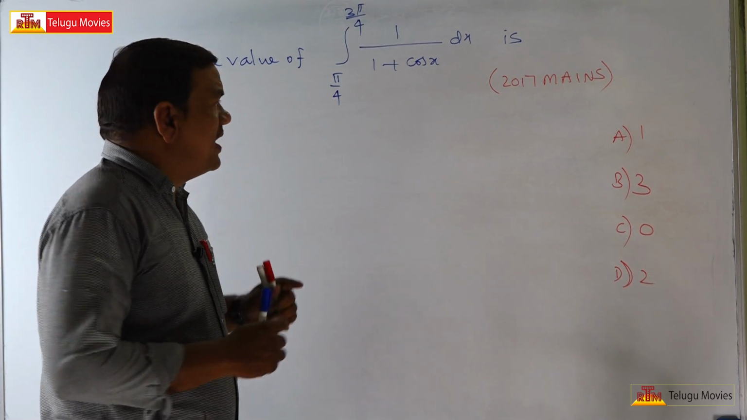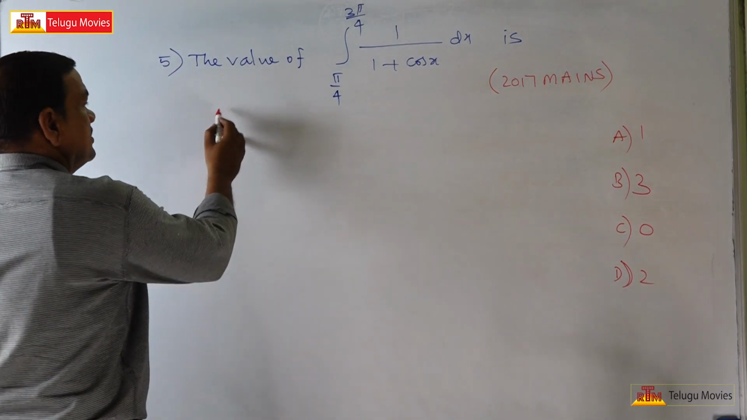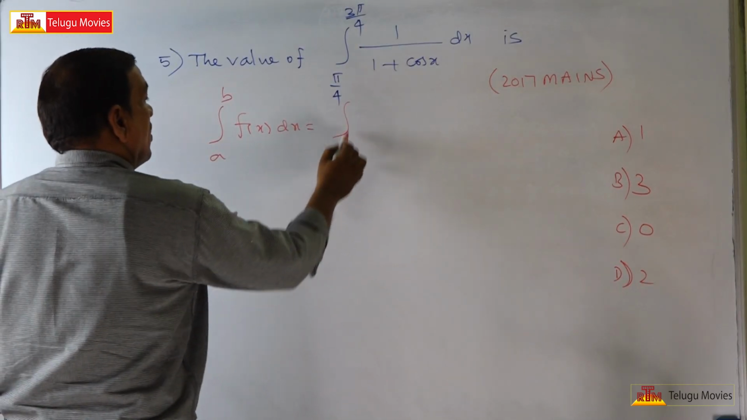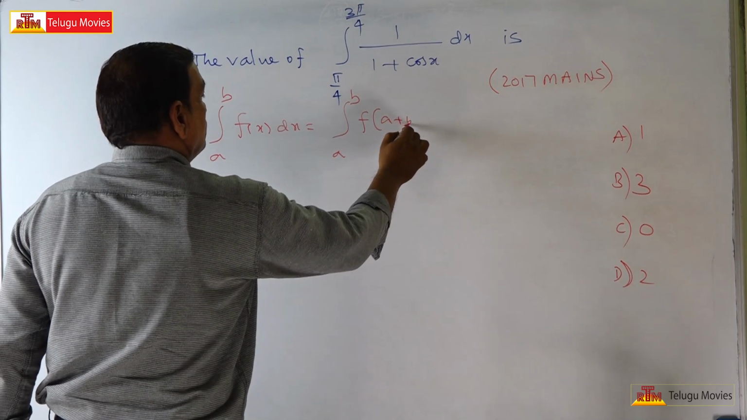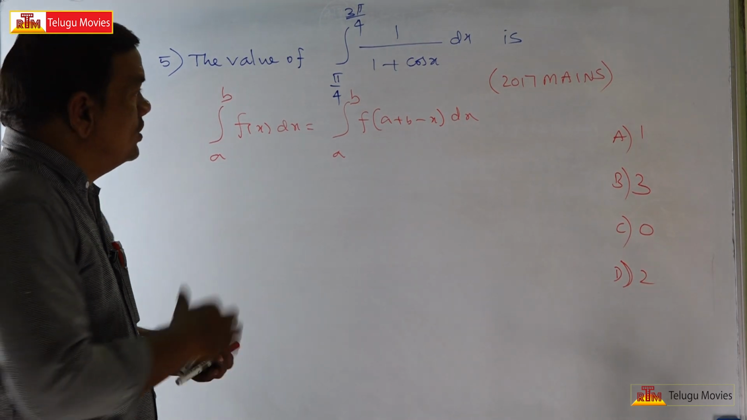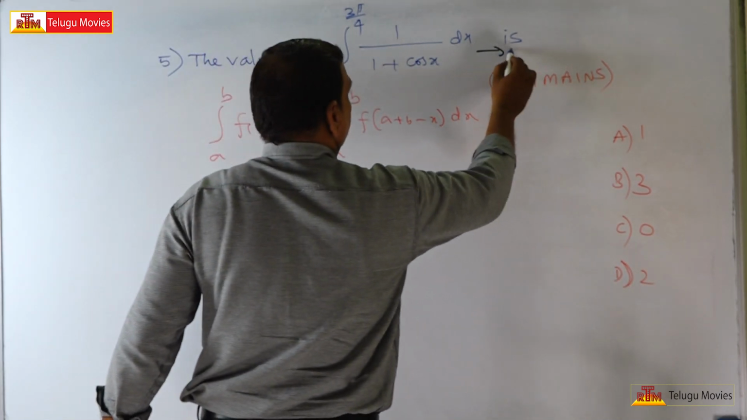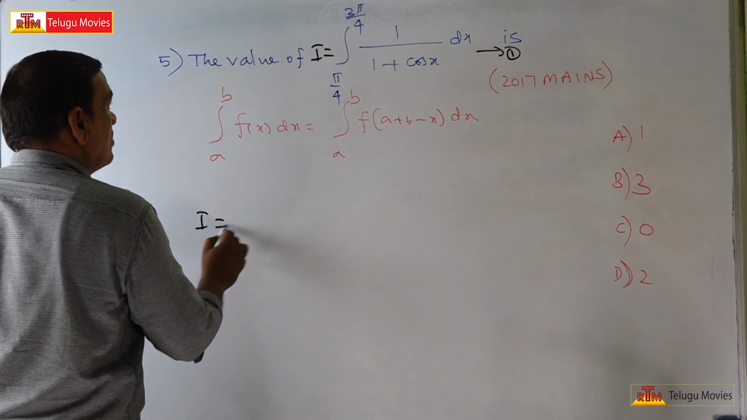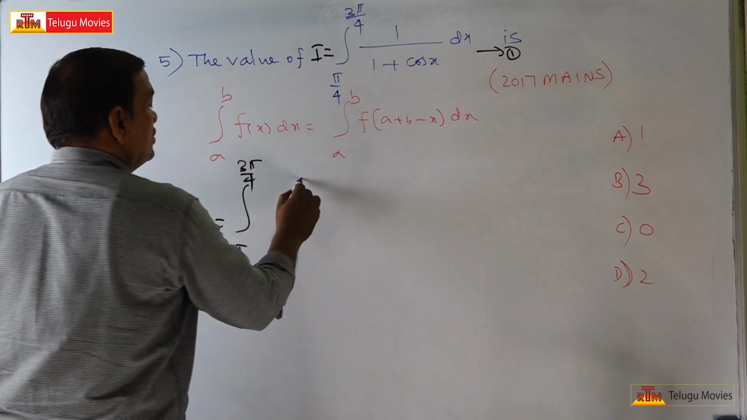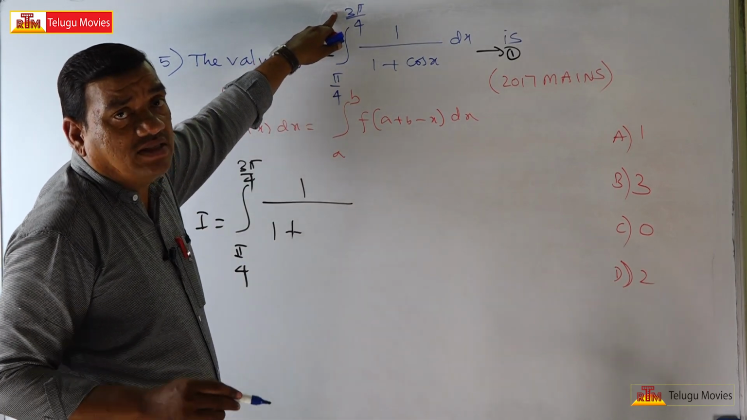Now, by seeing this, immediately you have to get one formula, that is the integral from a to b of f of x dx is equal to the integral from a to b of f of a plus b minus x dx. That formula you have to remember. So let us take this as I, and call it equation number 1, and apply the formula to the integral from pi by 4 to 3 pi by 4. That is 1 by 1 plus, pi by 4 plus 3 pi by 4, how much? It is pi.